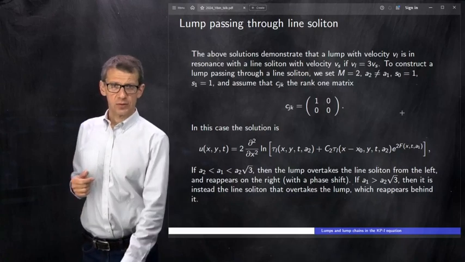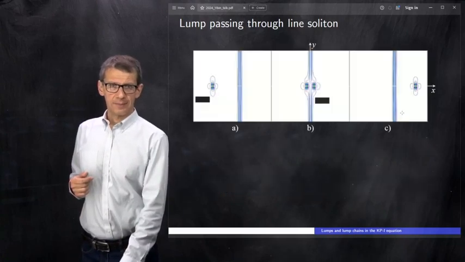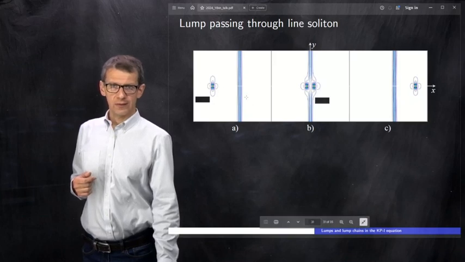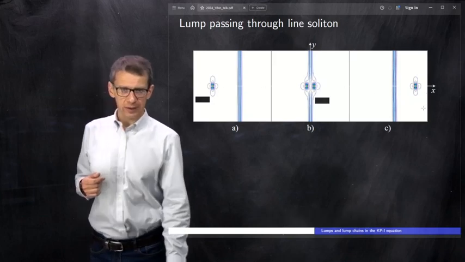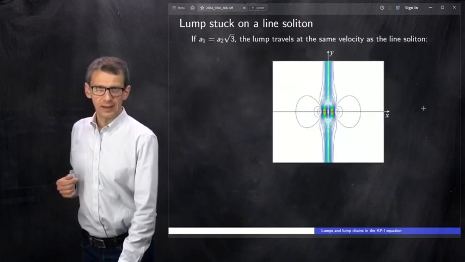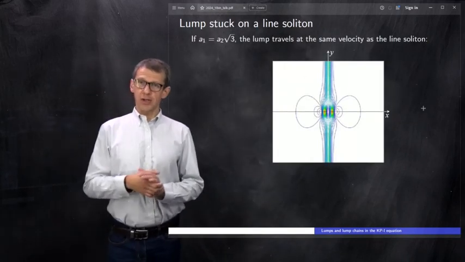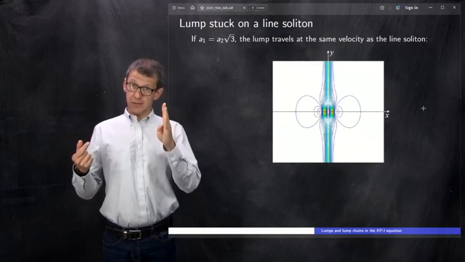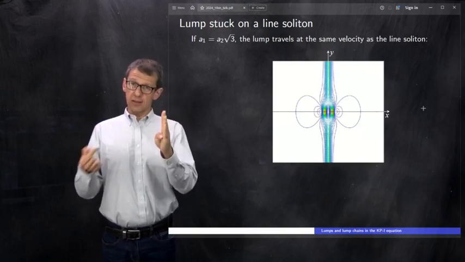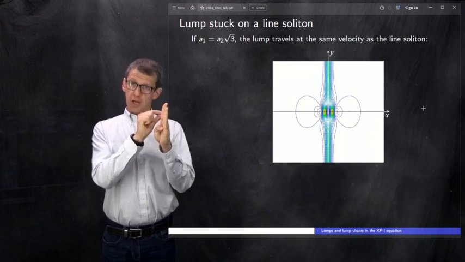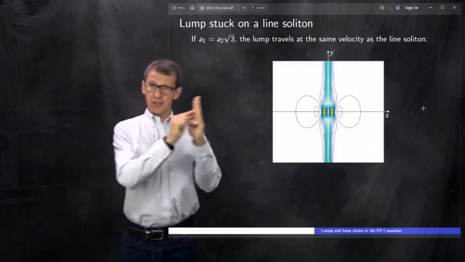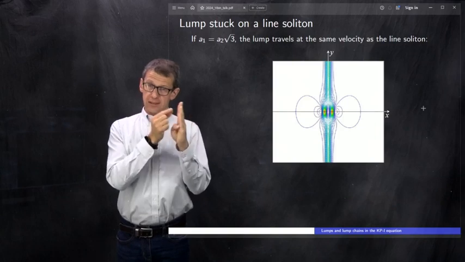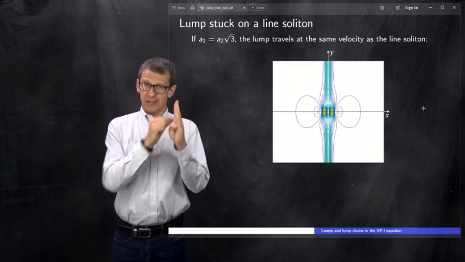So you can also construct solutions of this kind. So this is a lump that moves from the left, passes through a line soliton, then moves out right. And you can even arrange, since resonance happens when the lump velocity is 3 times the line soliton velocity, you can also arrange to just put a lump directly onto the line soliton. So they're moving together at the same velocity, so the lump is stuck on the line soliton, but they just happen to have the same velocity.